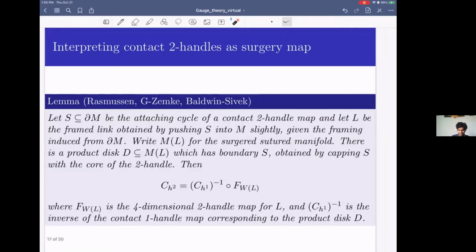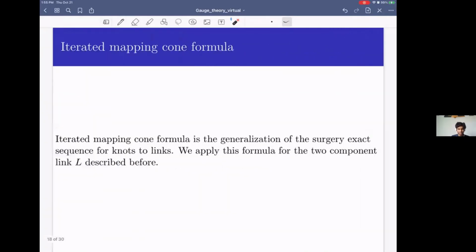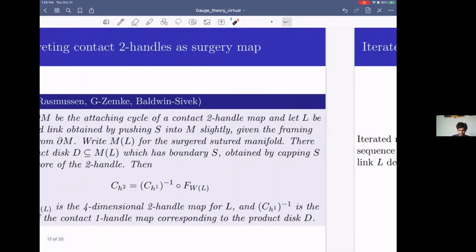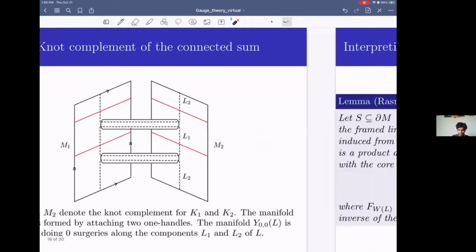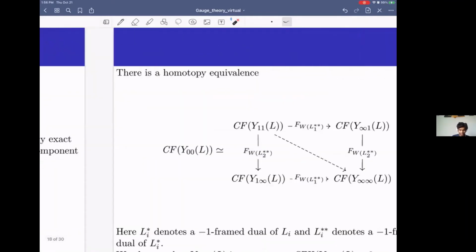Then we can apply the iterated mapping cone formula, which is the generalization of the surgery exact sequence to two-component links. In our case, we'll only be applying this formula to the two-component link L we described earlier, where L1 is this, and L2 is this. So now we are applying this formula.